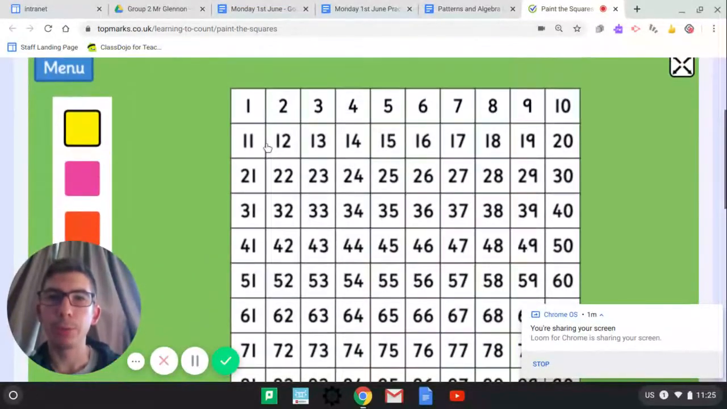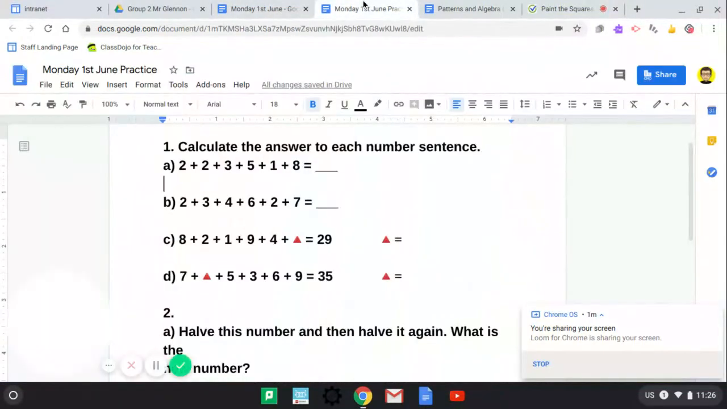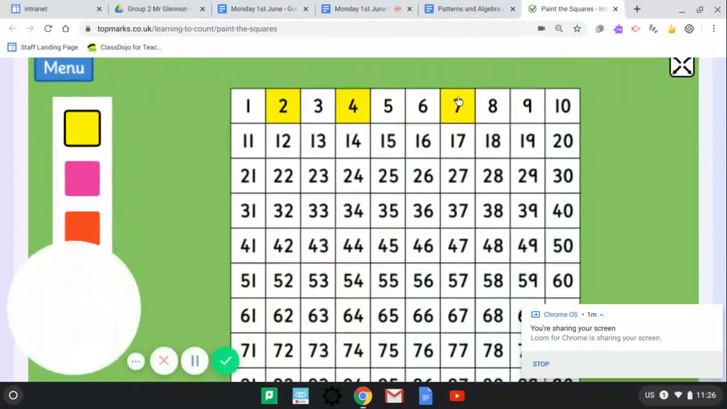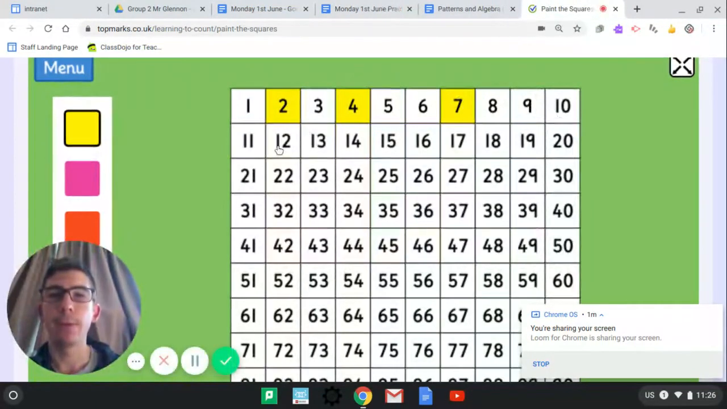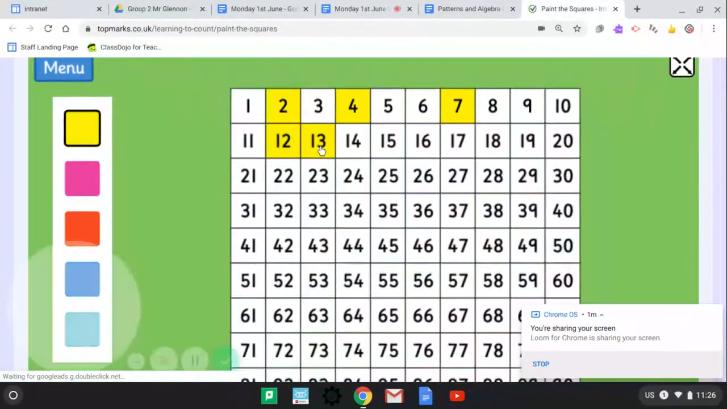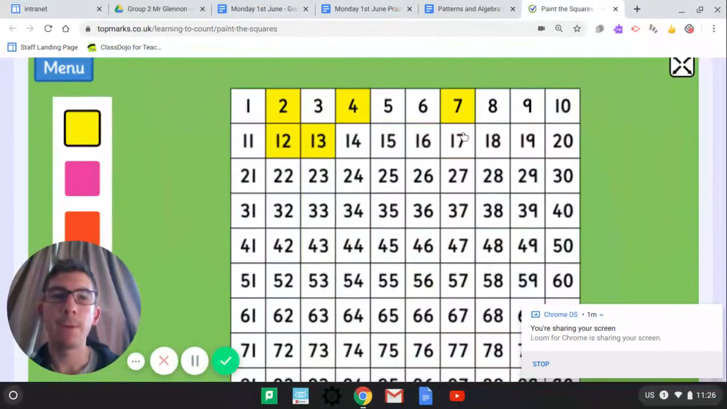and that was 2 plus 2 plus 3. So 2 plus 2 is 4, plus 3, 1, 2, 3, 7. I'm just going to double check I'm going correctly. And then I've got plus 5 plus 1 plus 8. So plus 5, 1, 2, 3, 4, 5, plus 1, and then that last one was plus 8. Just double check, yeah. Plus 8, so we're going 1, 2, 3, 4, 5, 6, 7, 8.